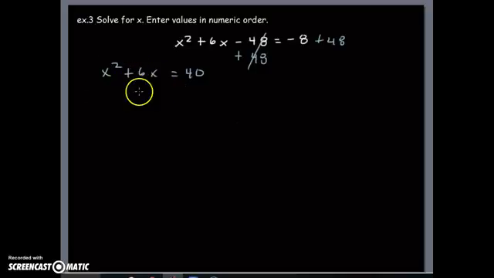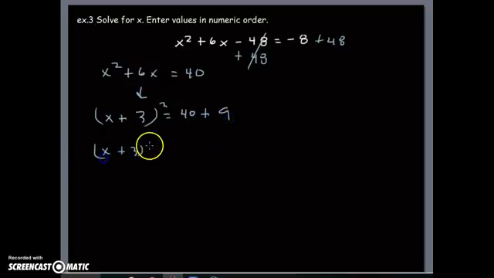And now we can go ahead and start to solve. So let's split the 6. That's 3. It's positive 3, and we square it: 3 squared is a 9. So we're going to say plus 9 on both sides. So now we've got x plus 3 squared equals 49.